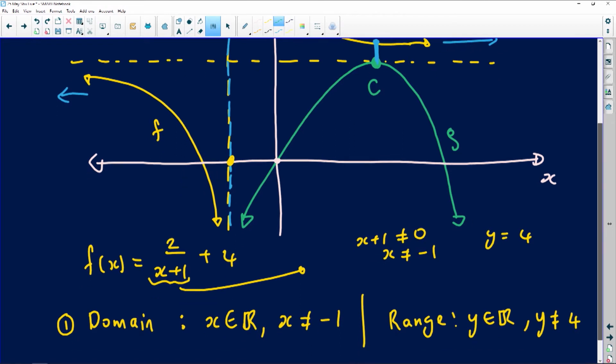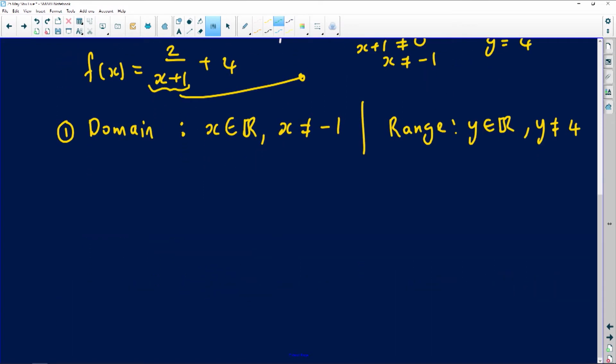Right. Okay, cool. Let's go to the second question. The second question says we need to determine the x-intercepts of f. Now, for x-intercepts, what must happen? Every time you're looking for the x-intercepts, you want to know where the graph is passing on the x-axis. But where the graph is passing on the x-axis, y is 0. Just as easy as that.